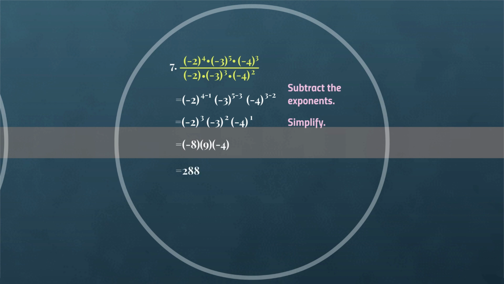The product is 288. Thus, the product of negative 2 raised to 4, negative 3 raised to 5, and negative 4 cubed over the product of negative 2, negative 3 cubed, and negative 4 squared is 288.